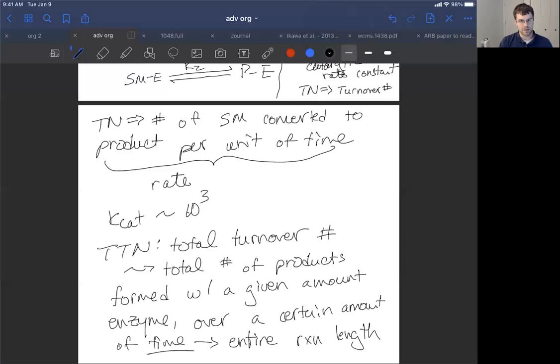So this is like saying we set up an experiment, where the enzyme is going to do its thing over the course of its life. How many total times does it turn starting material into product before it denatures and falls apart and slips back into the nether? Okay.